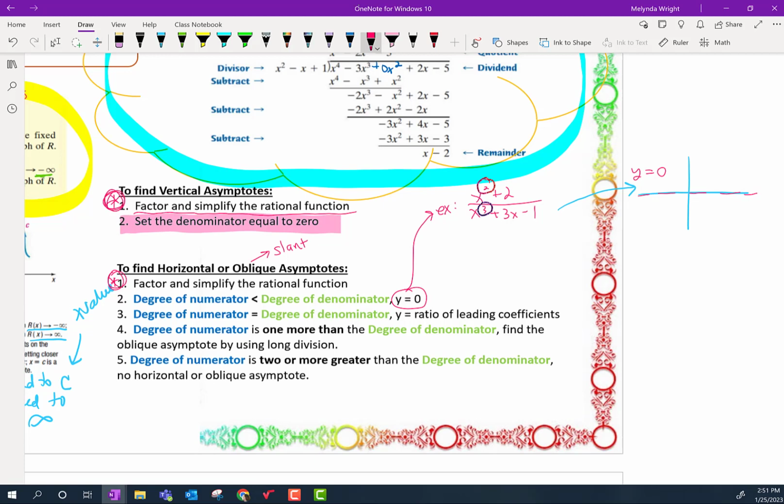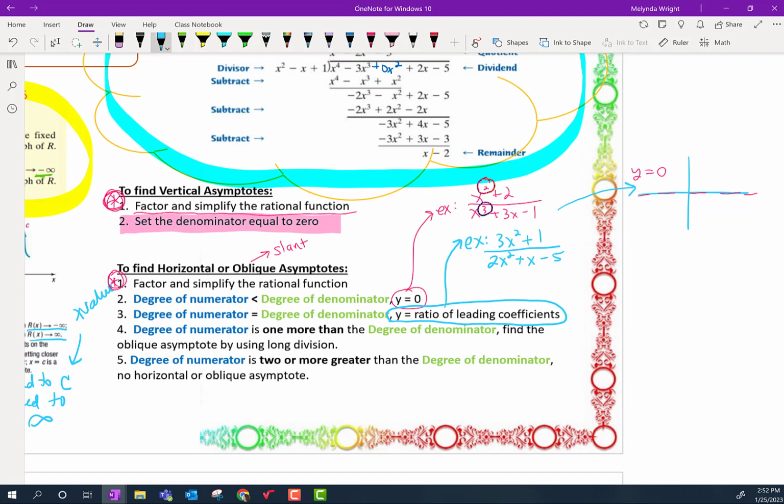So now let's look at an example of type 3, where it says the degree of the numerator is equal to the degree of the denominator. Then y is going to equal the ratio of the leading coefficients. Okay, so let's look at an example that looks like that. All right, so what if we did, let's say, 3x squared plus 1 over 2x squared plus x minus 5. Let's just say we have something like that.